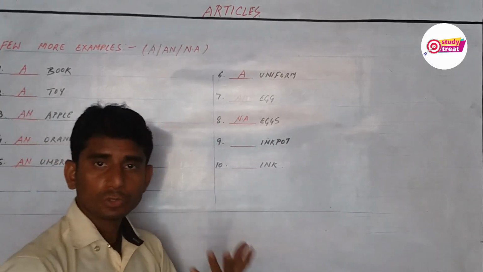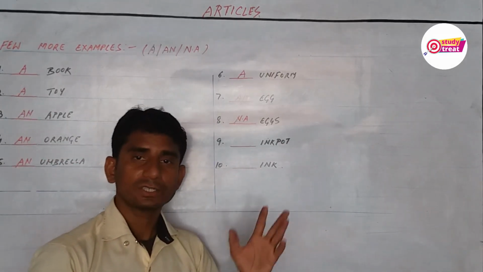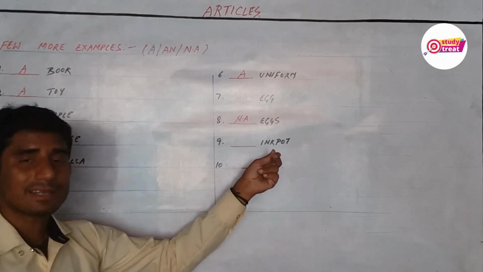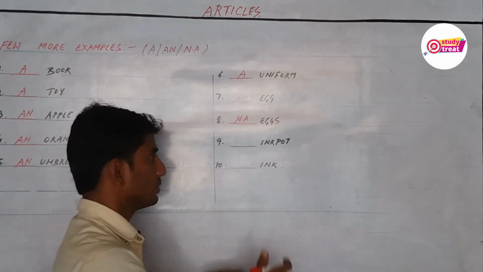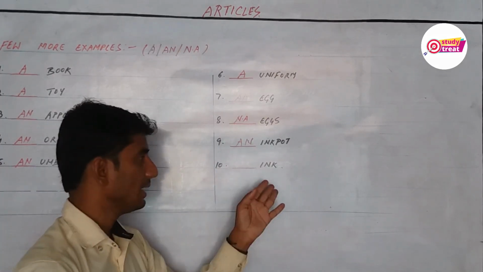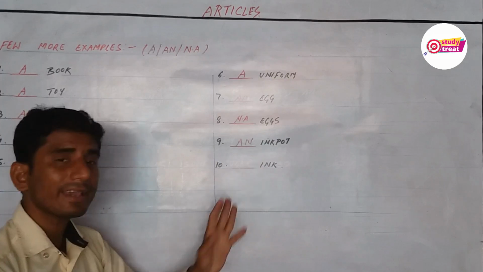Ink pot. You can count the pot. Okay, it is in the singular form. Okay, now go to the sound. It has a vowel sound. An ink pot. Clear?